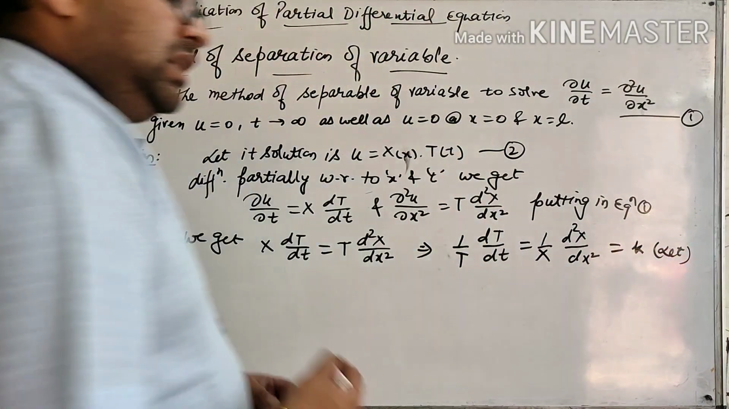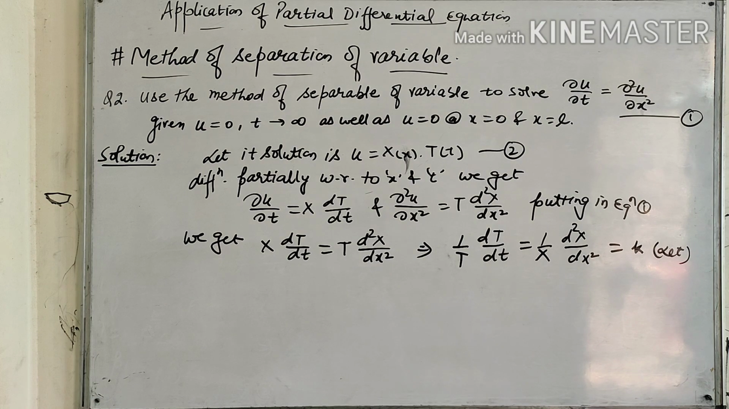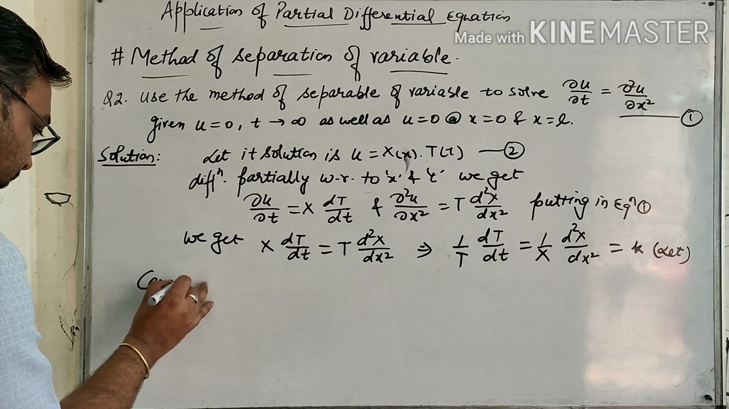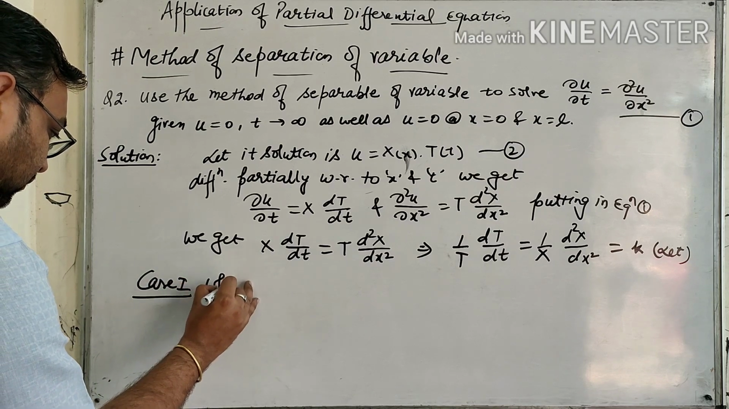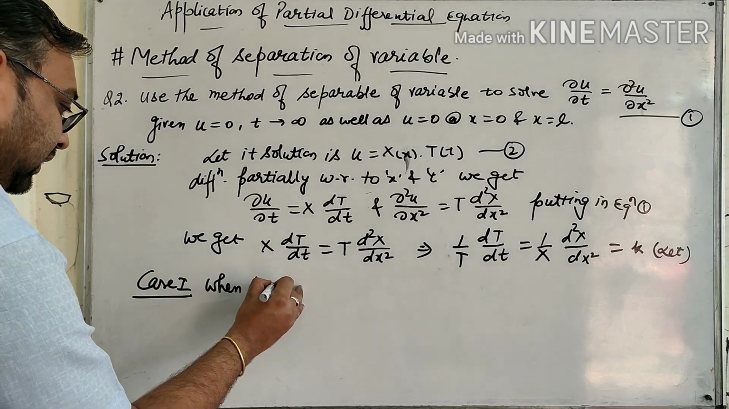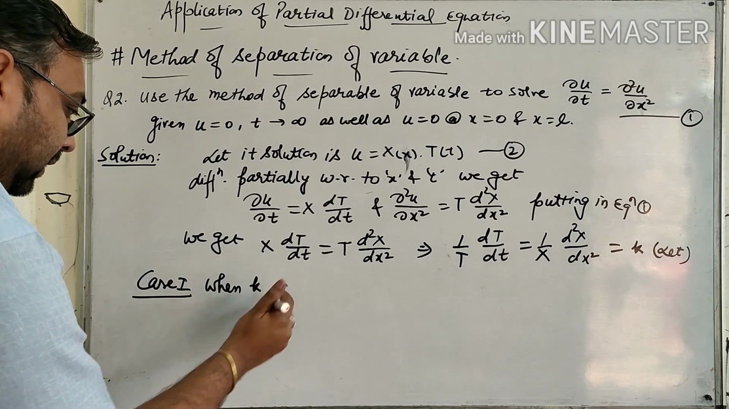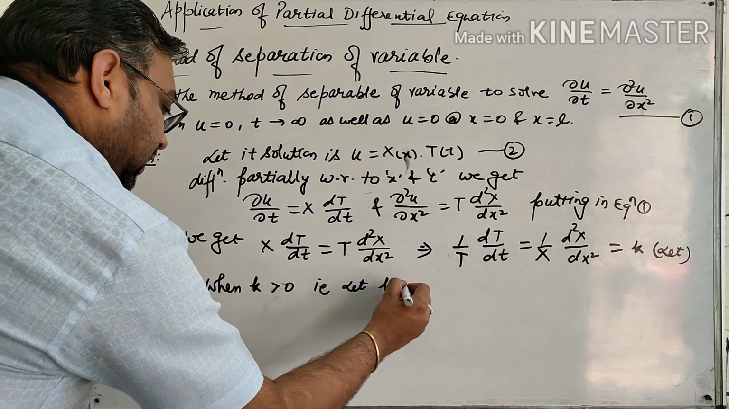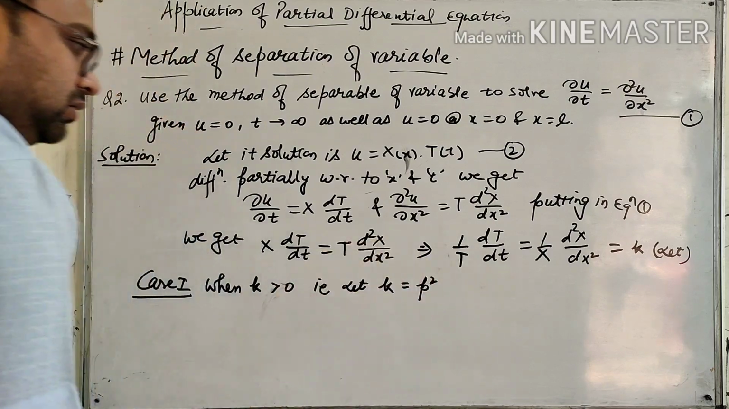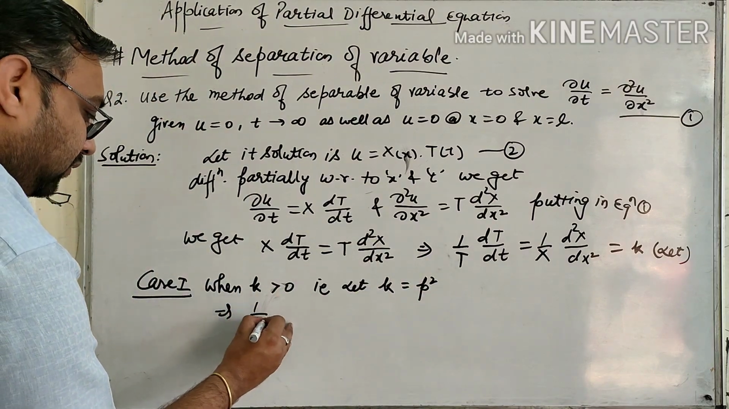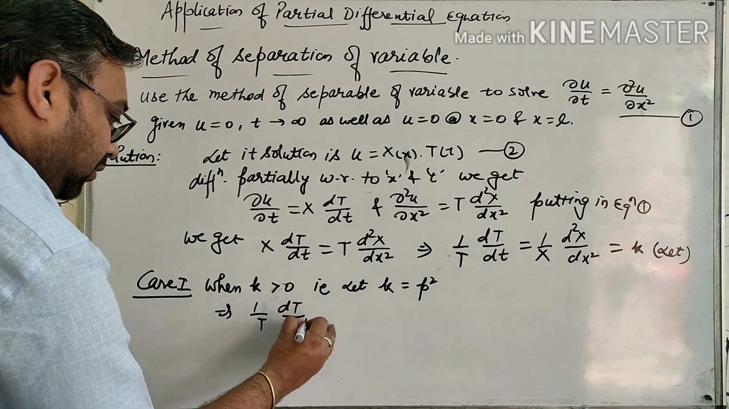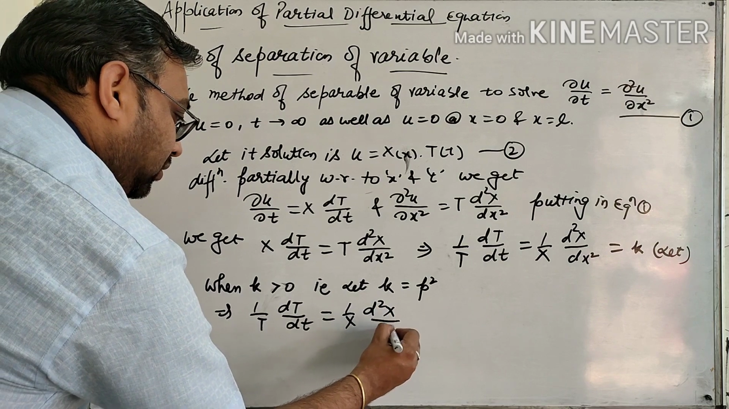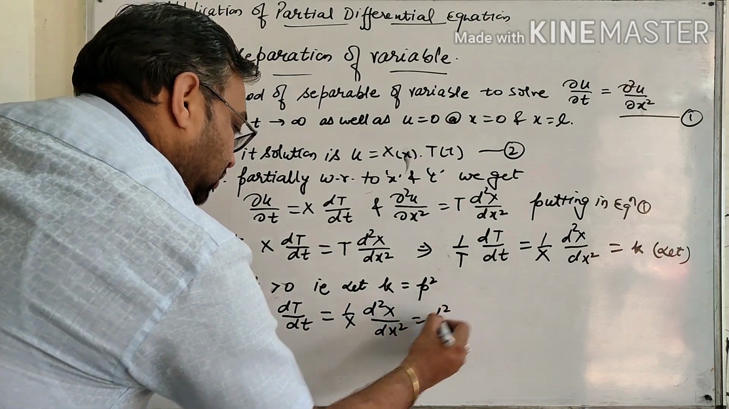Now again three cases exist. Case first, when k is greater than 0, that is, let k equals p square. So what we get? 1 upon T, dT upon dt equals 1 upon X, d2X upon dx square is equals to p square.